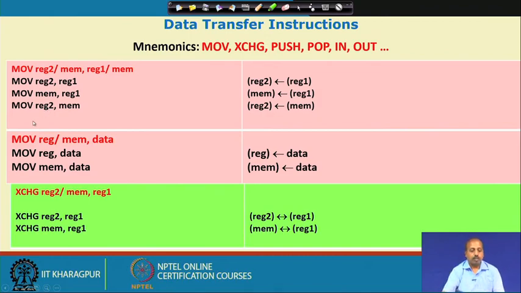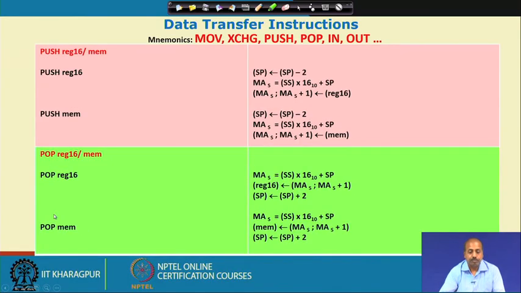Then there is the immediate form. Some immediate data may be mentioned and that goes to a register or to a memory location. Then we have exchange. Exchange means these two contents are exchanged: register 2 and register 1 are exchanged, or this memory and register 1 are exchanged. So, these are the move instructions.